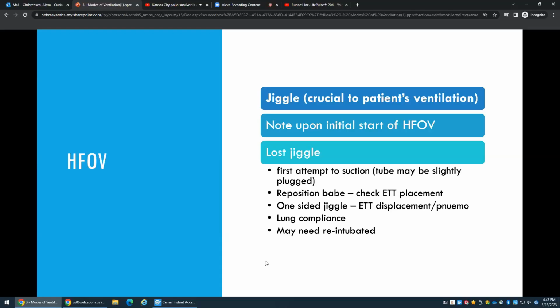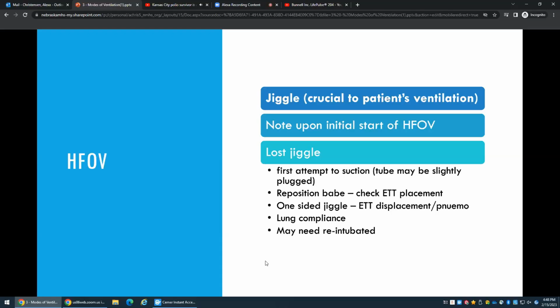Lung compliance. This one is kind of a hard one to assess, but what I will tell you is if you come on and your baby is on 25%, they're doing great, their jiggle is so good, they're bouncing off the bed, and an hour into your shift, they have a fever. And then an hour later, you're up from 25% FiO2, now you're on 50%. And your baby, something's going on, your baby is getting sicker, maybe they're getting septic, like I said, they have a fever, maybe they have a pneumonia going on.